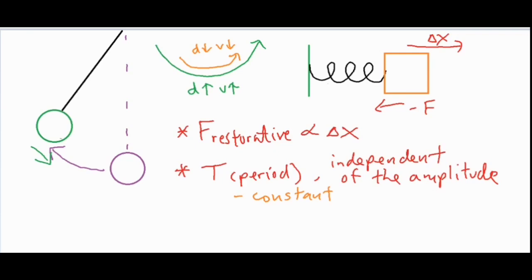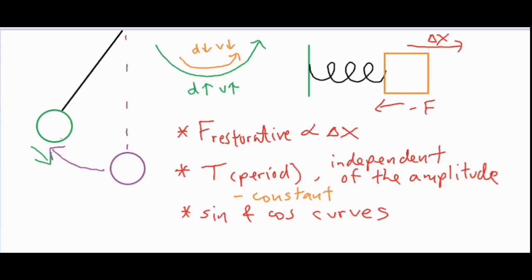Third of all, we have a bunch of sine and cosine curves that are naturally produced when you take a look at the motion of these objects, whether you're looking at the energy, the position, the velocity, and so on. You're going to have all kinds of sine and cosine curves.